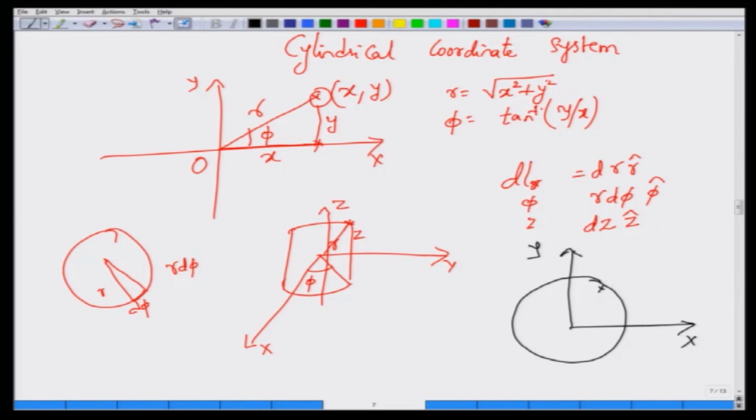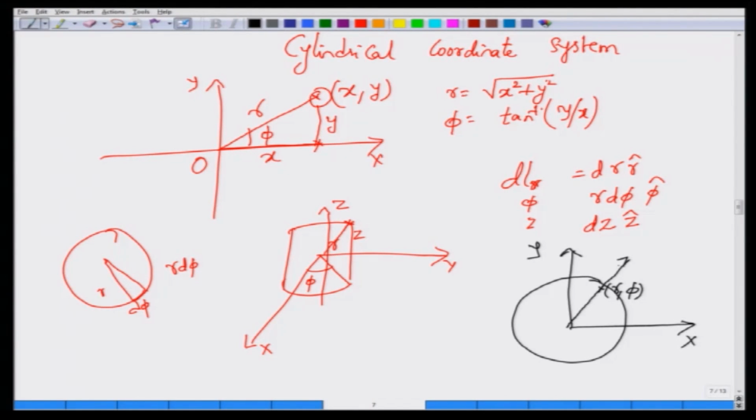So, you have the x and y coordinate system over here. Any point here we had previously mentioned as x and y. Now, we are representing this as a point r and phi. So, where should the r and phi unit vectors be located? Well, remember what is r? r is the distance from the origin to the circle over here, right. So, it is increasing in this particular direction.